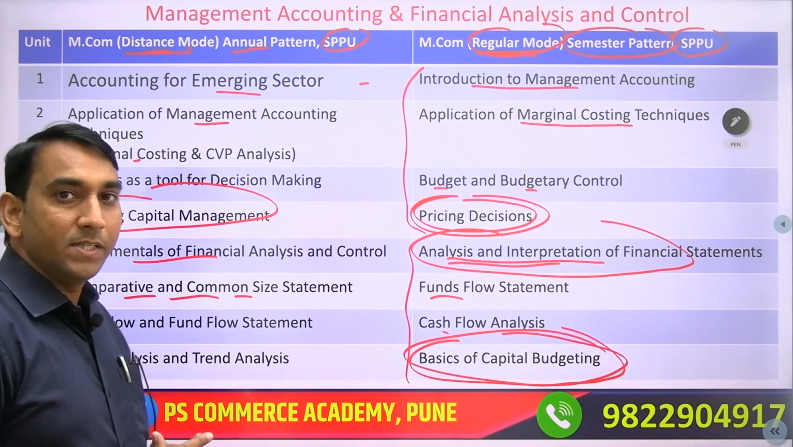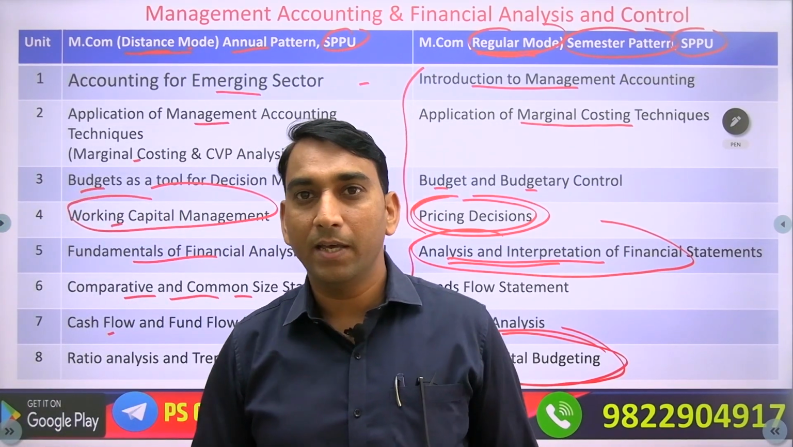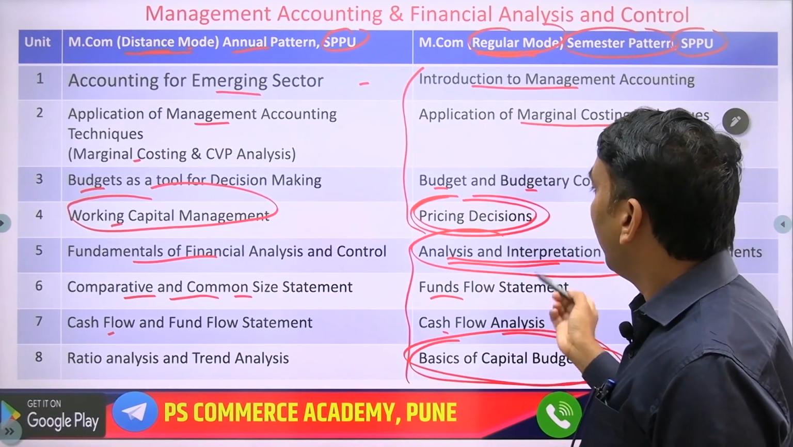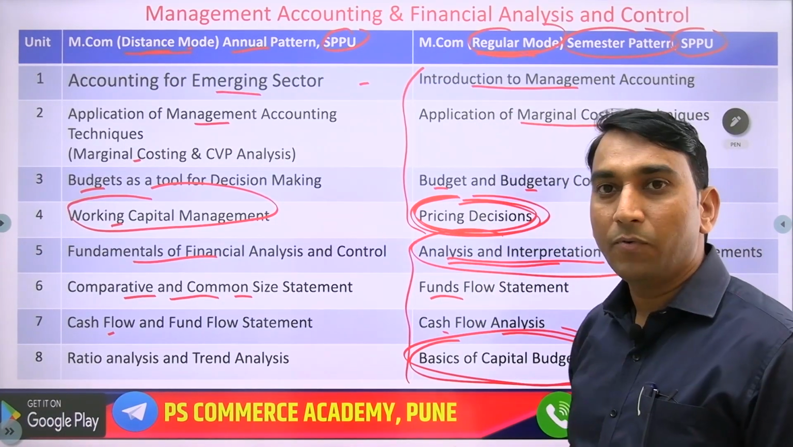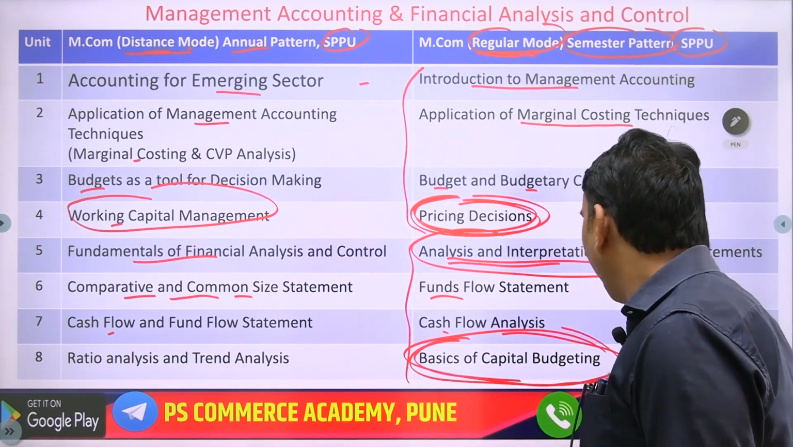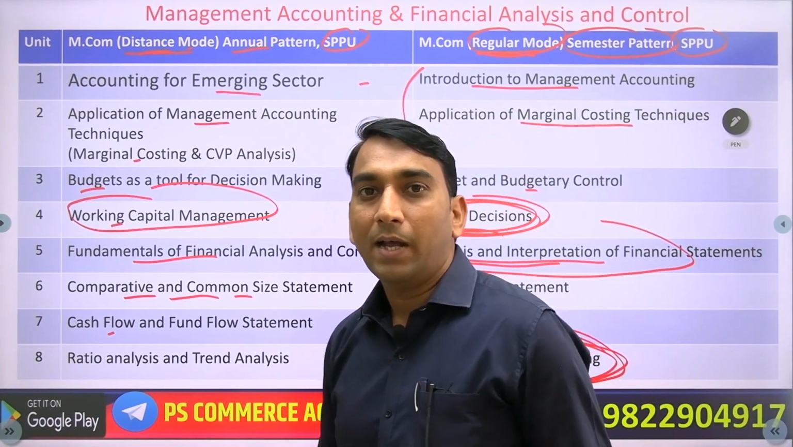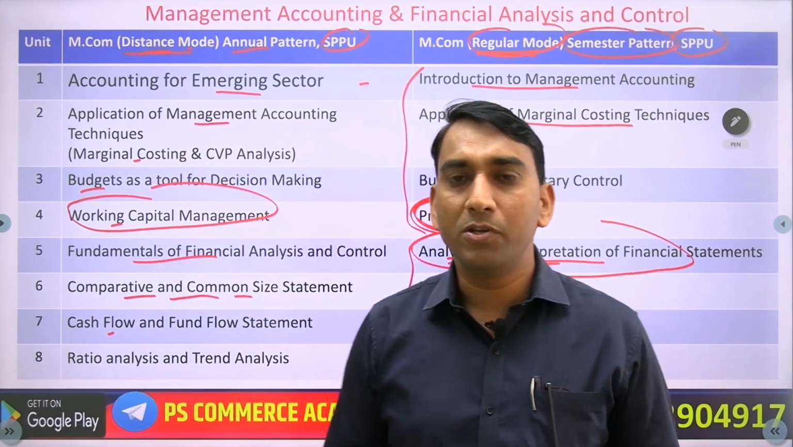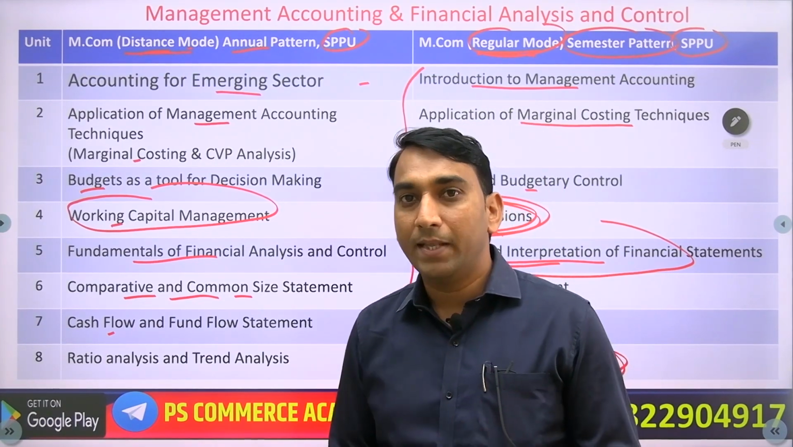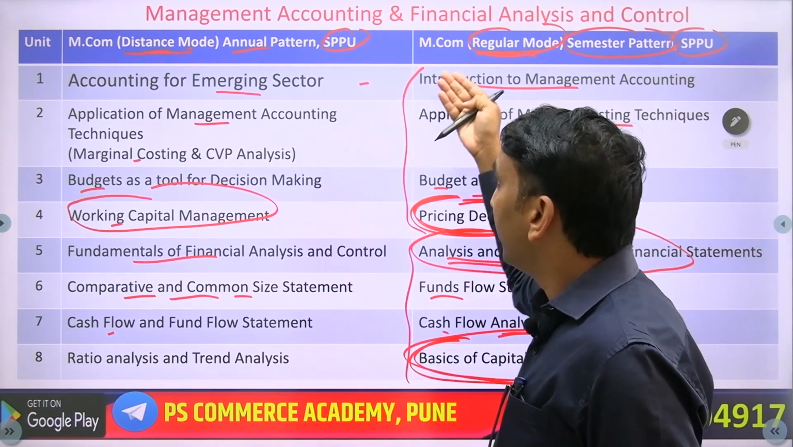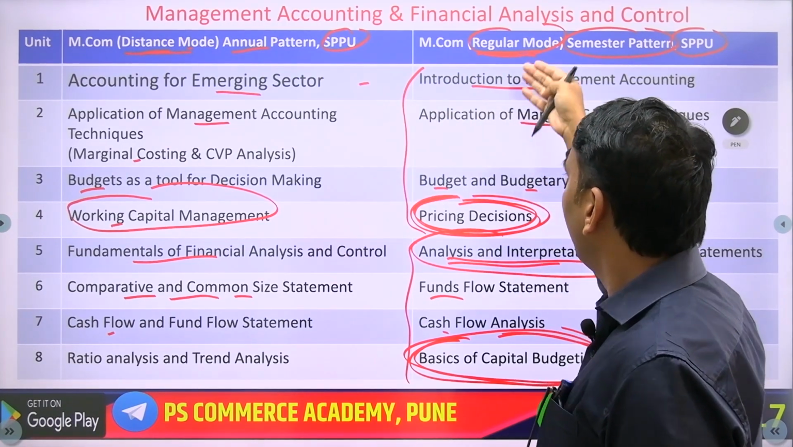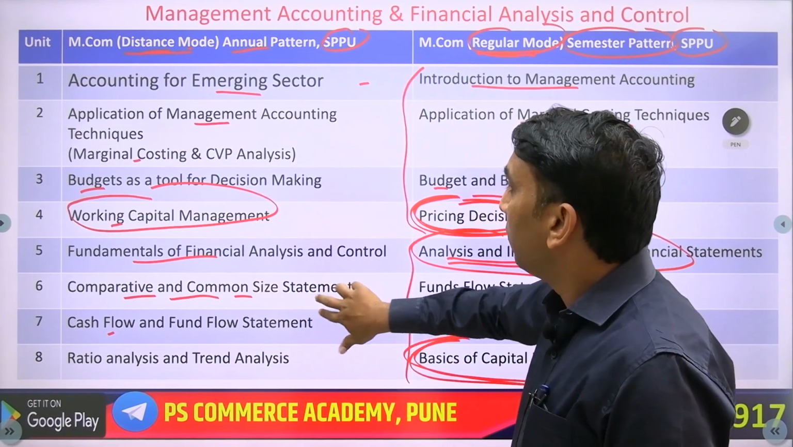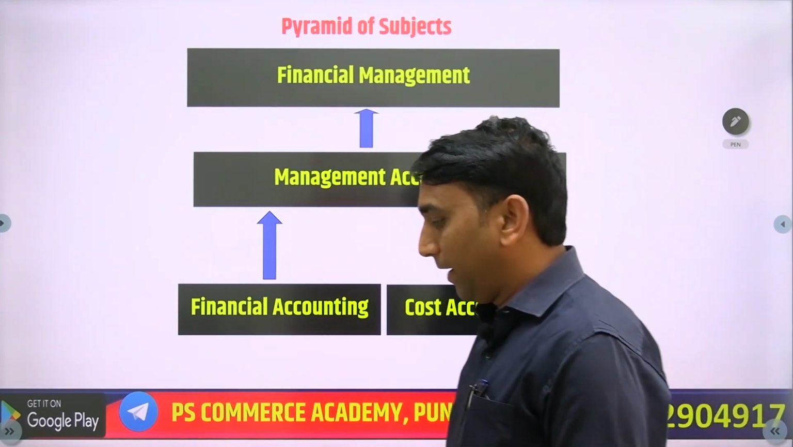So more or less syllabus is same. Only one thing I would say here कि आपको जो regular mode में है तो उनके लिए one pricing decision, that is one additional topic, and basics of capital budgeting. These two topics are the additional topics. So ये दो जो topic है आपके लिए नए हैं और I would say that कि आपके syllabus में ज़्यादा है. Otherwise rest of the things in distance mode and rest of the things in the regular mode both are the one and the same. कोई फर्क नहीं है.